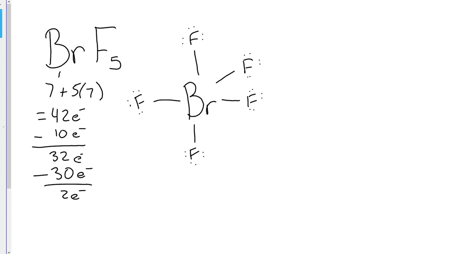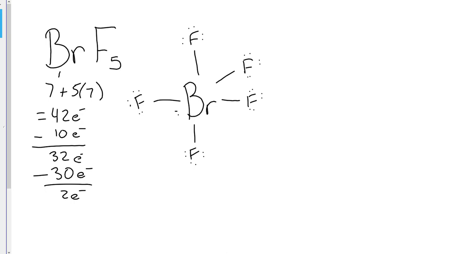What should I do with those 2? Go on bromine. Got any left over? You go on bromine. Does this obey the octet rule? No, it does not. Bromine has how many electrons around it? 12. So it's an expanded octet. That's okay. Just make sure that you are able to recognize when things do not obey the octet rule. So there's the Lewis structure.